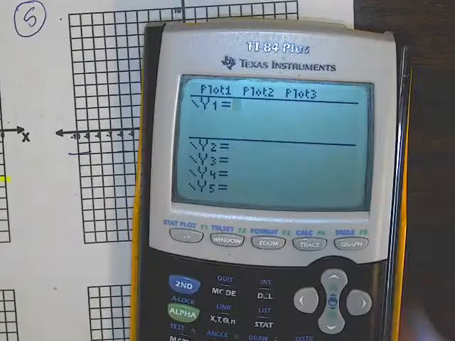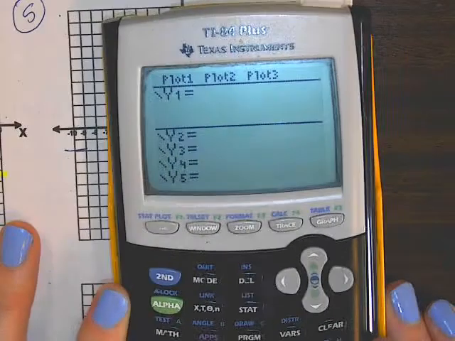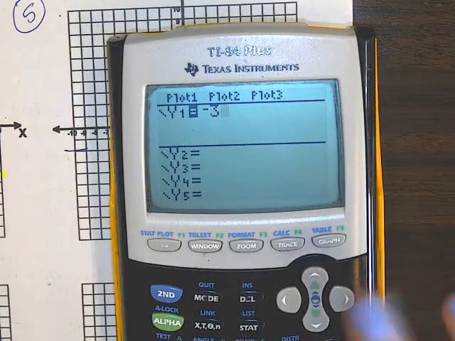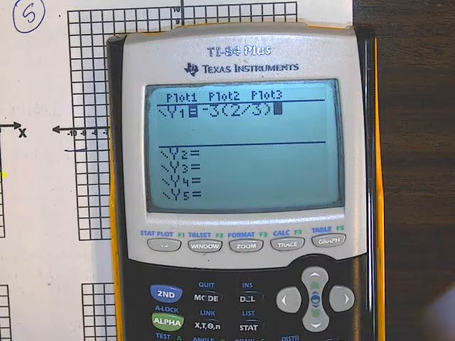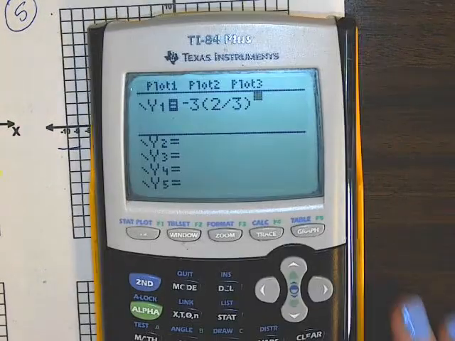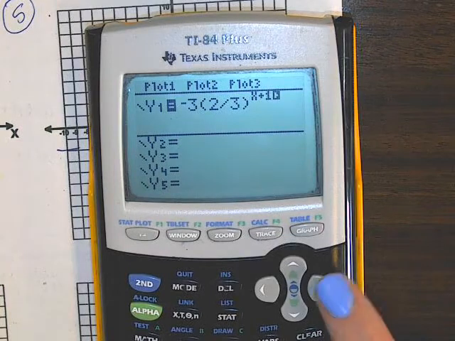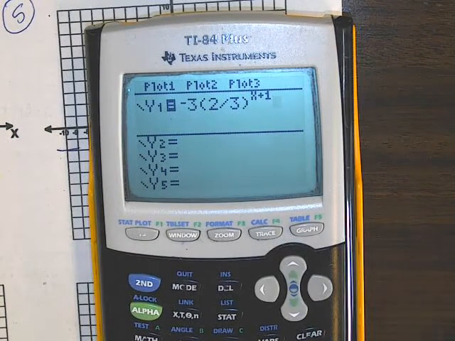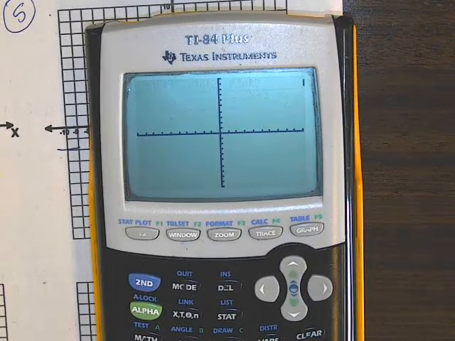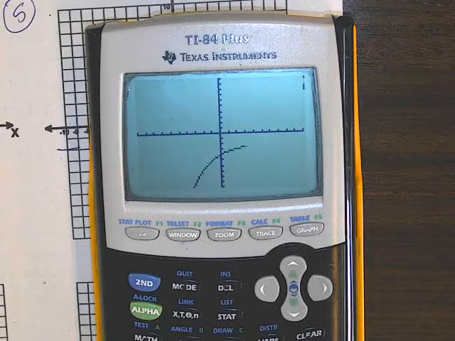All right, what does number 5 say? 1 equals -3. 2 over 3. And then hit the caret right here below the clear symbol to get to your exponent. X plus 1. And then hit the right arrow to get down from your exponent. -2. All right, hit graph to get a sneak preview. That's what it should look like.